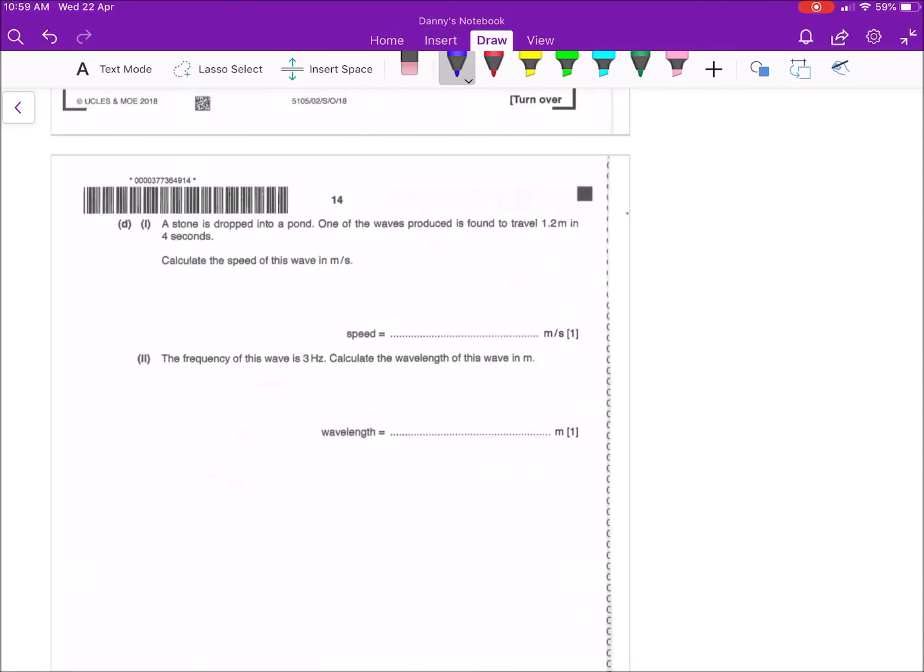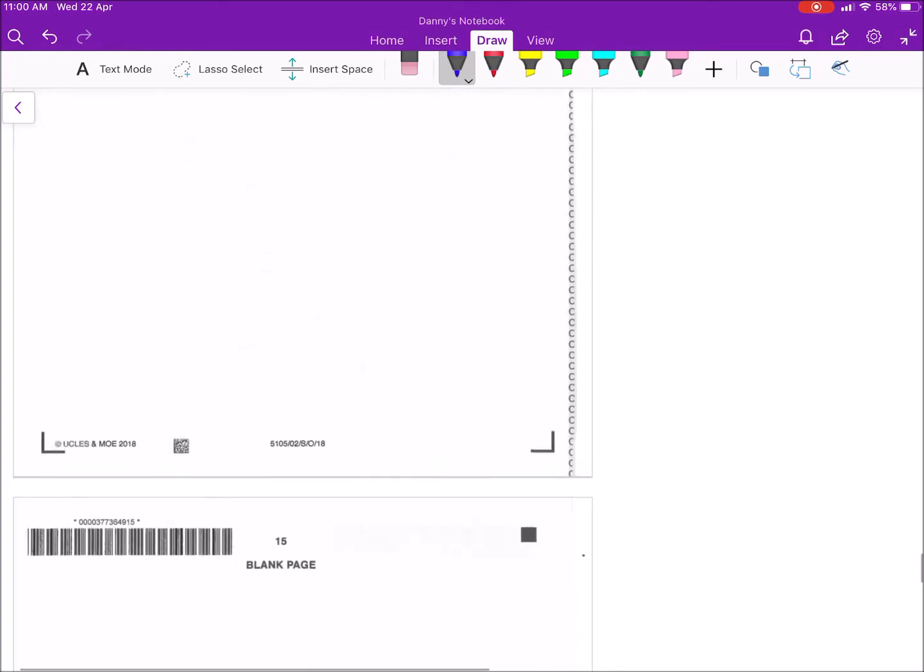Okay, for the last part, you have a stone dropped into a pond, and then the wave produced travels 1.2 in 4 seconds. So here you can actually find the speed using your old school formula of distance over time. And then after that, the other formula that you should be using is v = fλ, and you should be able to solve the last question.